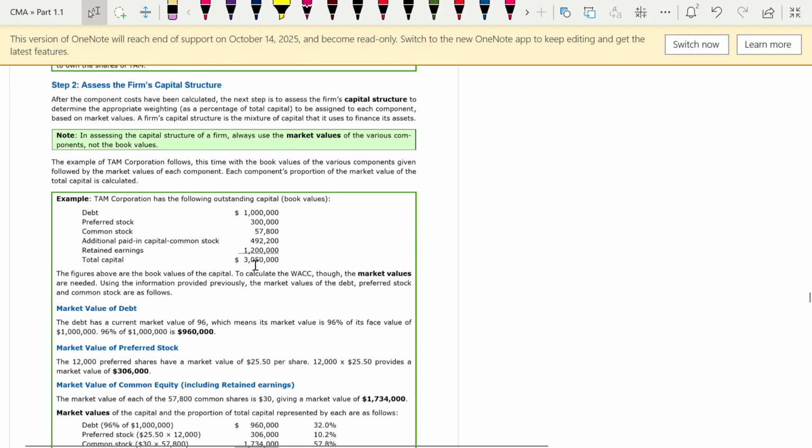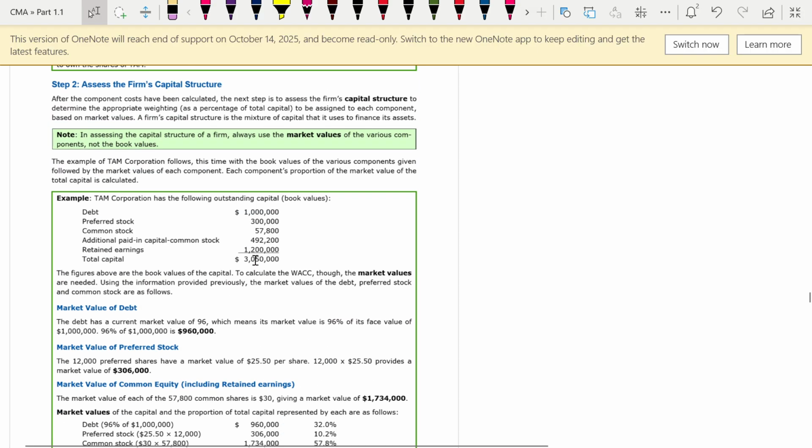Okay, now assess the firm's capital structure. After the component costs are calculated individually, we have to calculate the capital structure. We have to take the weightage, the weightage as a component of total capital. What is the weightage? Total is how much? 3,050,000.